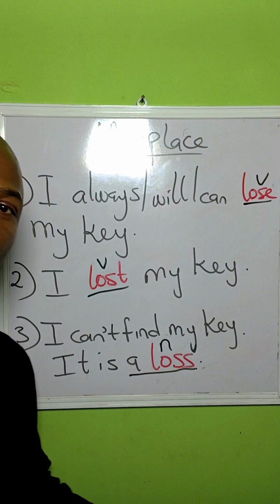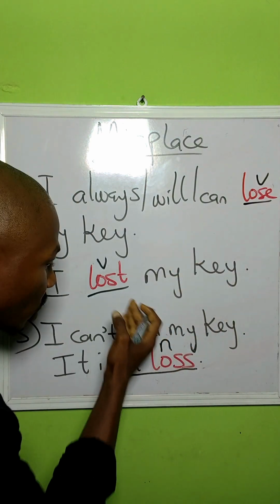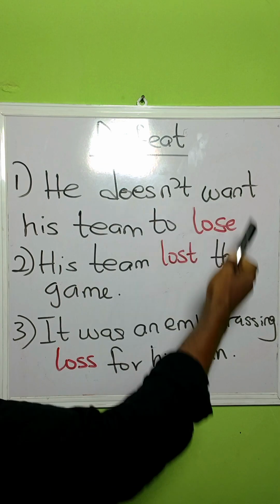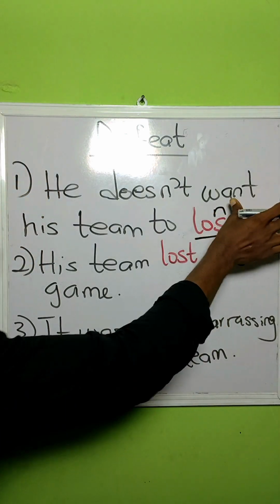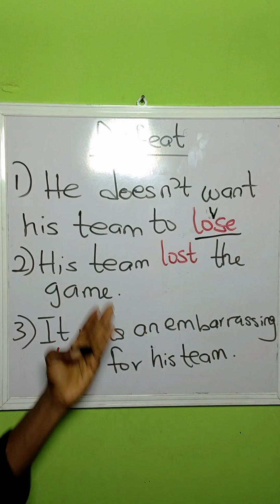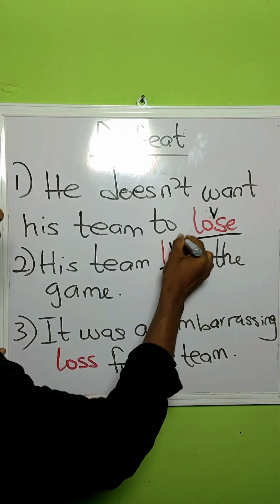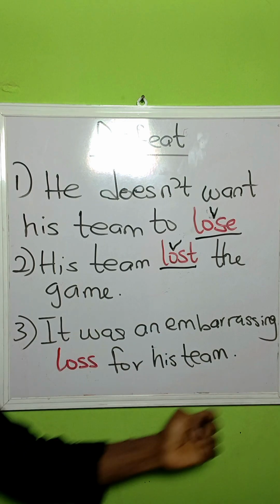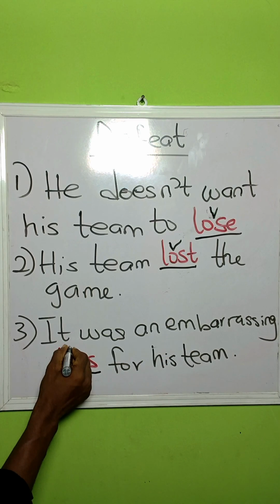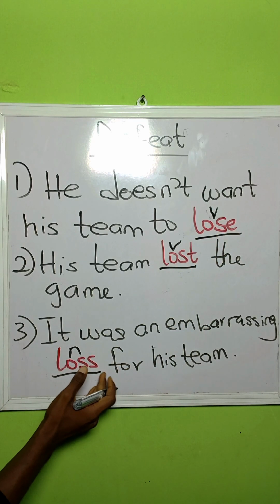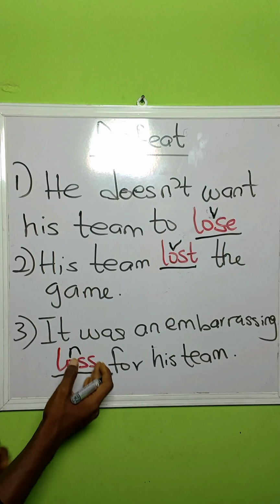Now let's go to defeat. Remember, we can use lose, lost, and loss to talk about defeat. Number one, he doesn't want his team to lose. Lose here is a verb, not a noun. Number two, his team lost the game. This is the past tense of lose, a verb. And number three, it was an embarrassing loss for his team. Loss here is a noun. So we have the verbs lose, lost, and then the noun loss.